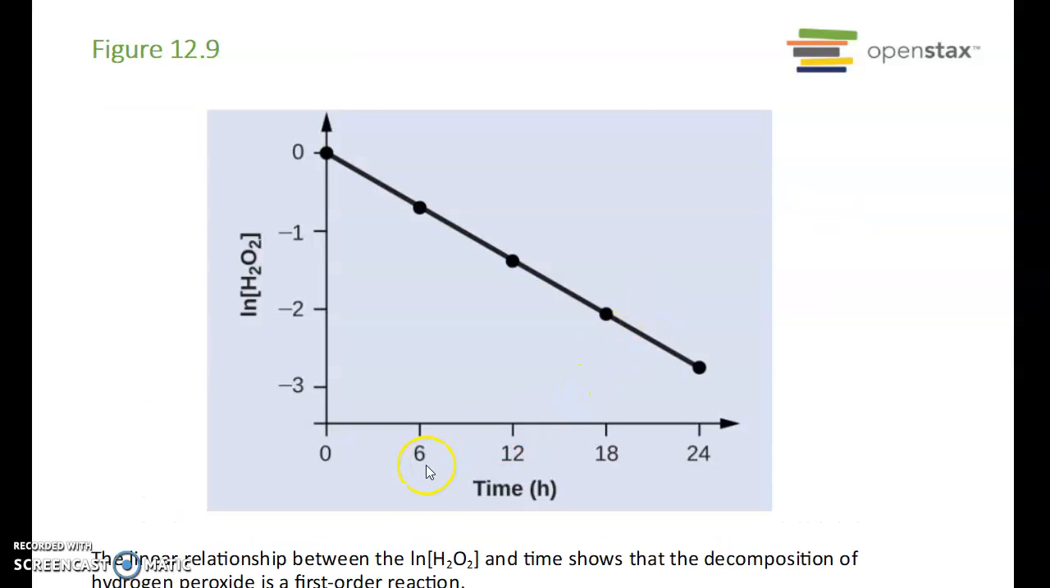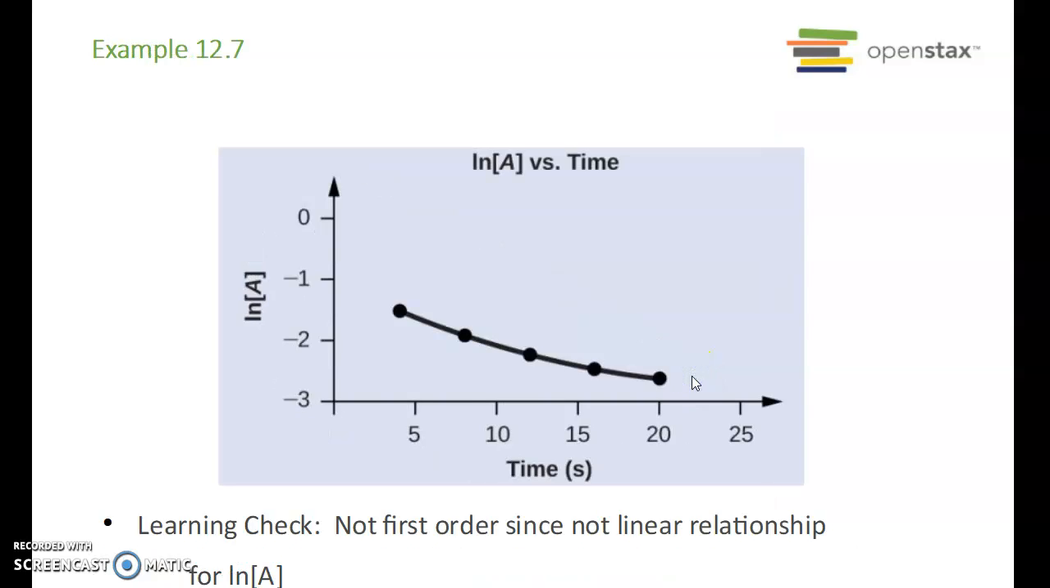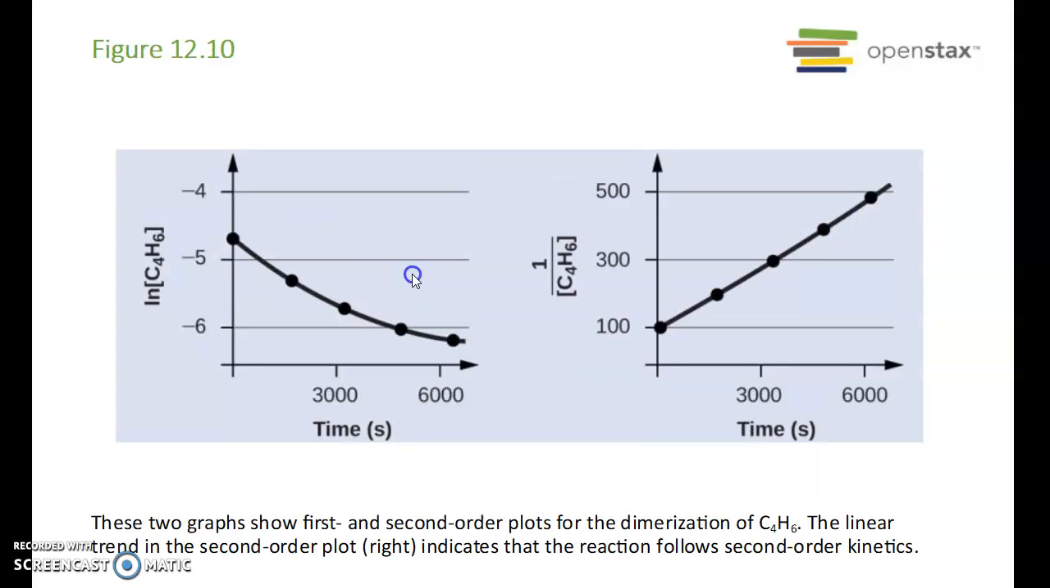For example, on this graph right here, you have the time over here, and here you have the log of the concentration of peroxide. And this shows a linear decomposition. This indicates that this is a first order reaction. Now here, this is not a straight line. So for whatever material this is that's decomposing, this is not going according to a first order reaction.